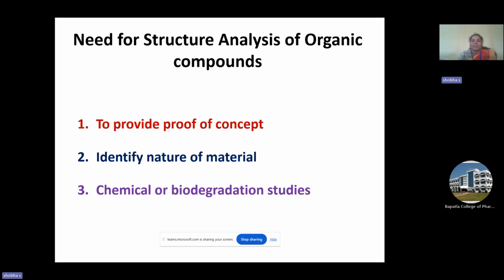By seeing the structure only, we come to know how many hydrogens there are, how many carbons there are, what the acceptors or donors are. Based on that only, we come to know this drug has this hydrophobicity or lipophilicity, likewise. And also we need to go for analysis of chemical as well as biodegradation studies.